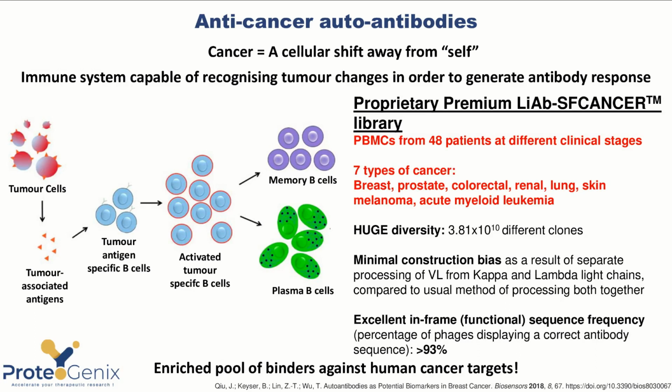which we have constructed from the PBMCs of 48 patients at different clinical stages of different types of cancer, including breast, prostate, colorectal, renal, lung, melanoma, and acute myeloid leukemia. This library reaches a great diversity of 3.81 × 10^10 different clones and represents a very important and very useful pool of binders against human cancer targets.